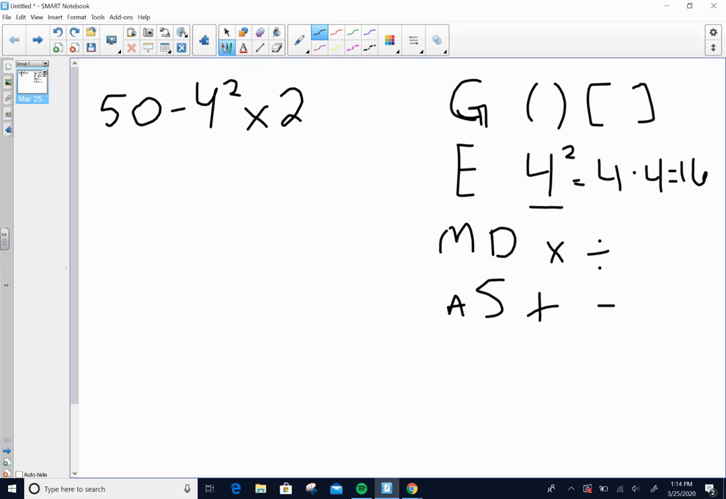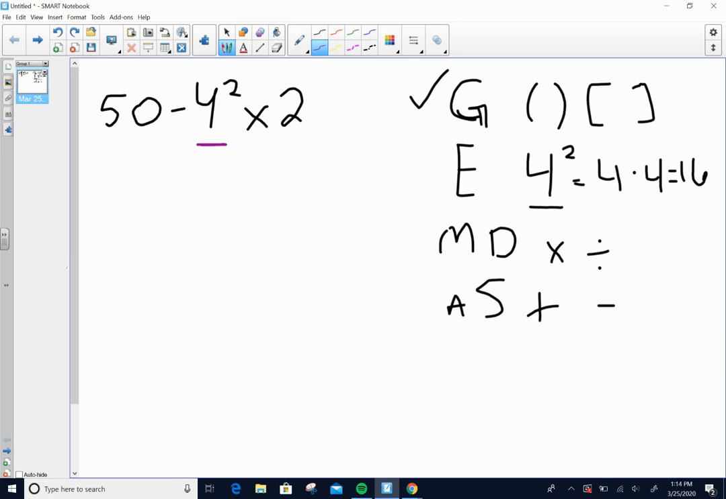I'm looking for those grouping symbols. No grouping symbols in this example, so I can go ahead and check that off. Next, I'm looking for the exponent. And here I do see I have an exponent: 4 squared, or 4 to the second power. So I want to go ahead and solve that. I want to do that exponent next.